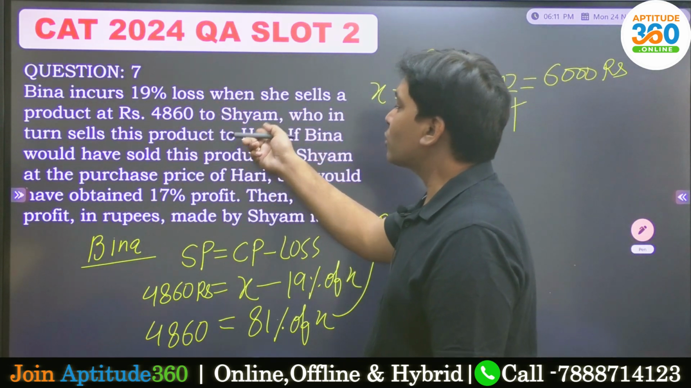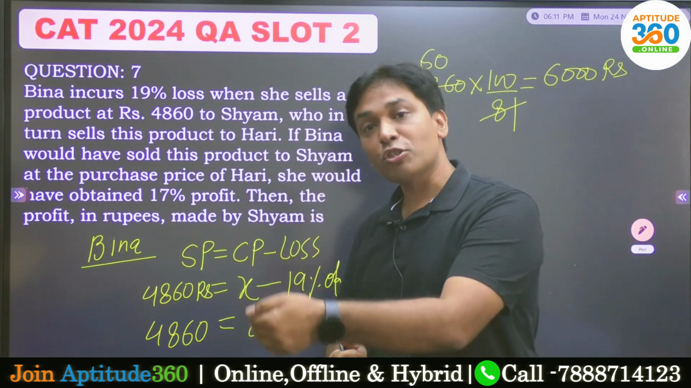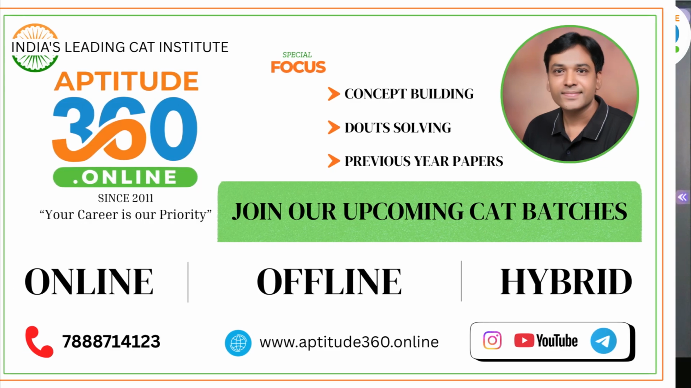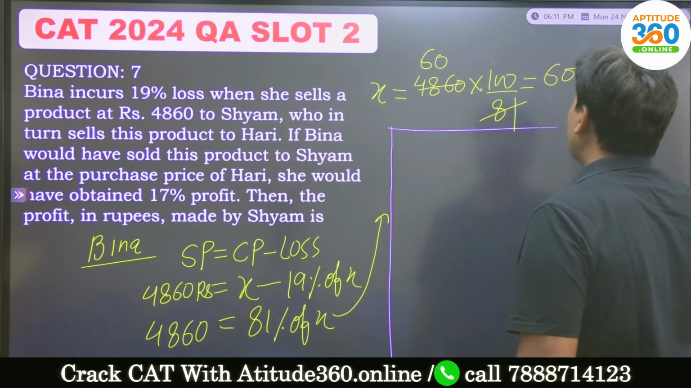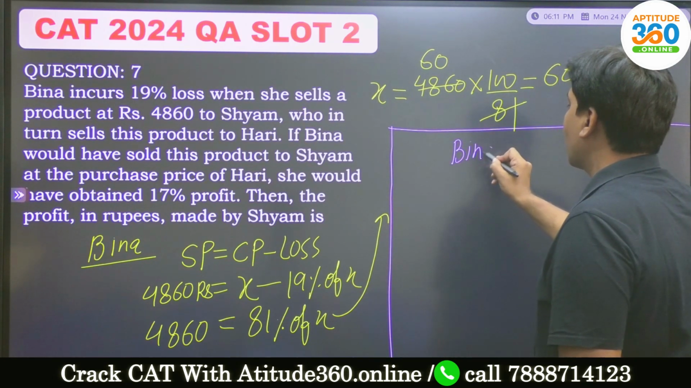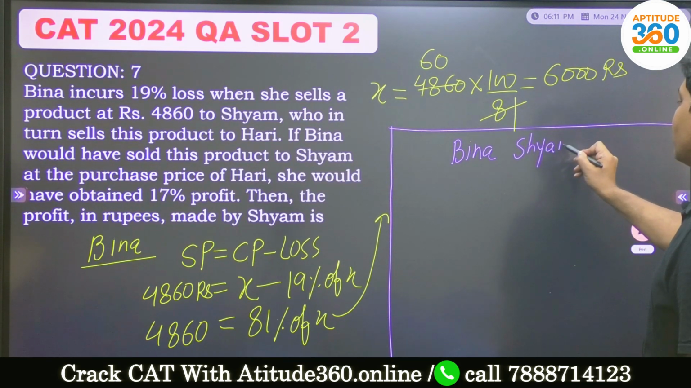Now you also understand the cost price of Shyam, which is 4860 rupees, who in turn sells this product to Hari. So the selling price of Shyam will become the cost price of Hari. If Beena would have sold this product to Shyam at the purchasing price of Hari. So now have a look at this. There are three persons out here. You have got Beena, and then you have got Shyam, and then you have got Hari.